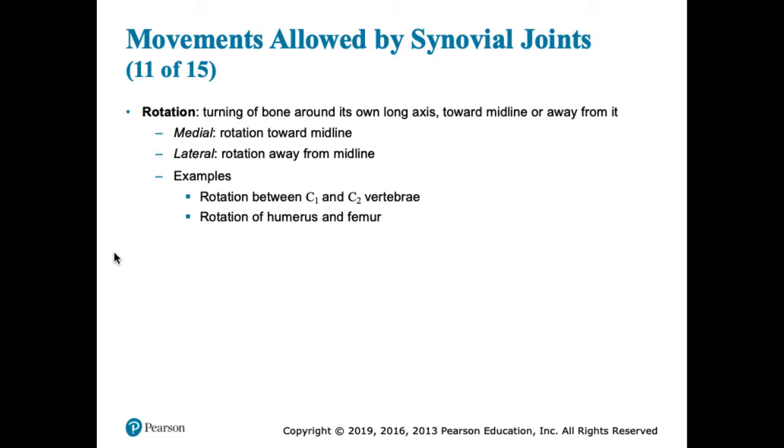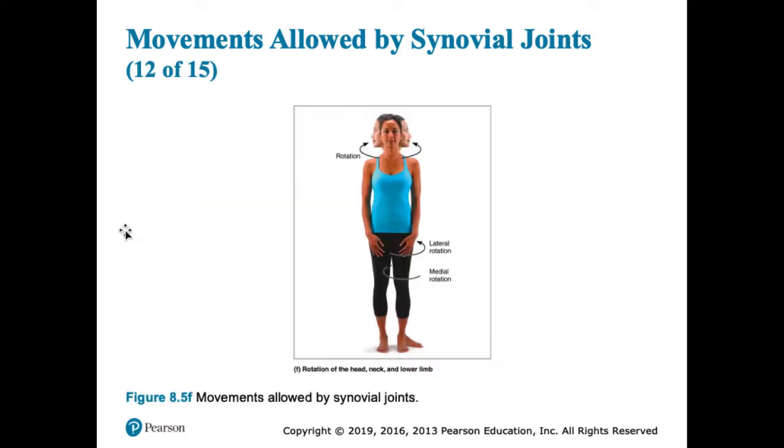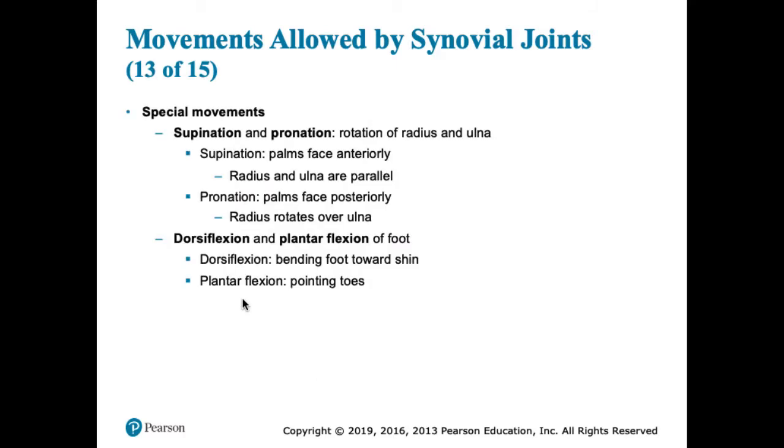Rotation, that's turning the bone around along its own axis towards the midline or away from it. Medial, that's rotation toward the midline. Lateral, that's rotation away from the midline. So examples are rotation between the C1 and C2 vertebra, and rotation of the humerus and femur. So you can see here, this is that rotation here. You've got lateral rotation this way, medial rotation this way.